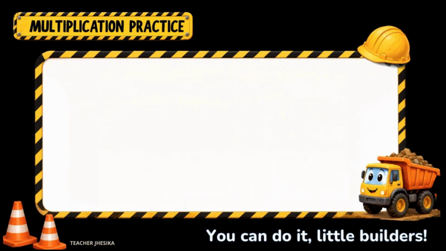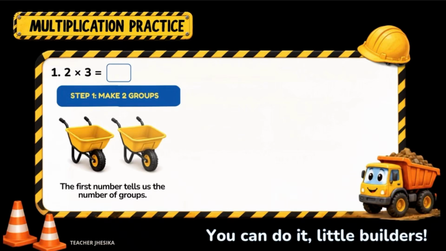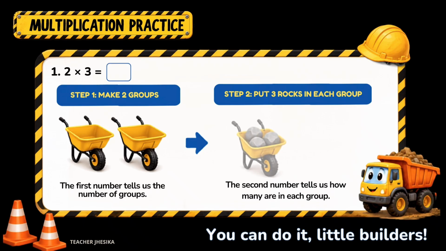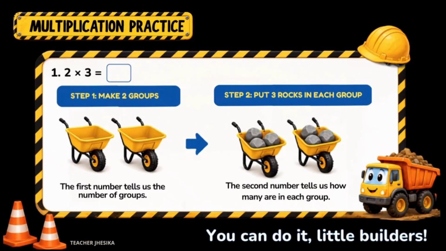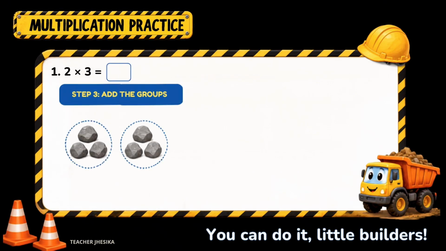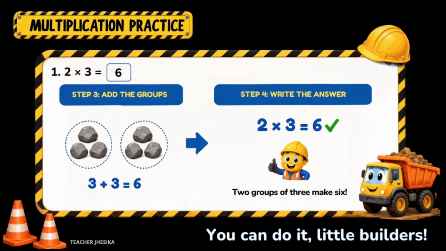Let's practice one more example together. Watch carefully as we follow the same steps. 2 times 3 equals. Step 1. Make 2 groups. The first number tells us the number of groups. Step 2. Put 3 rocks in each group. The second number tells us how many are in each group. Step 3. Add the groups. 3 plus 3 equals 6. Step 4. Write the answer. 2 times 3 equals 6. 2 groups of 3 makes 6.